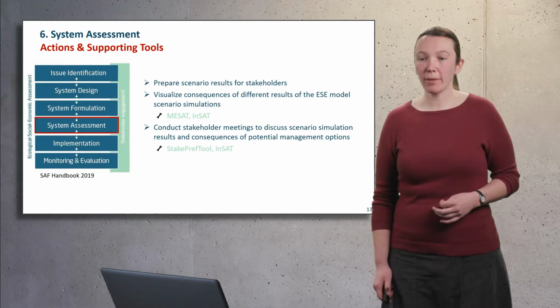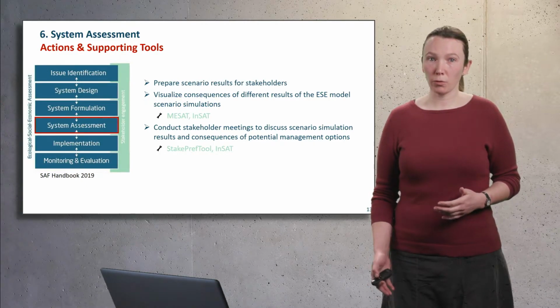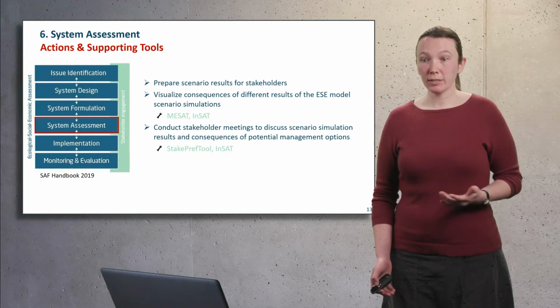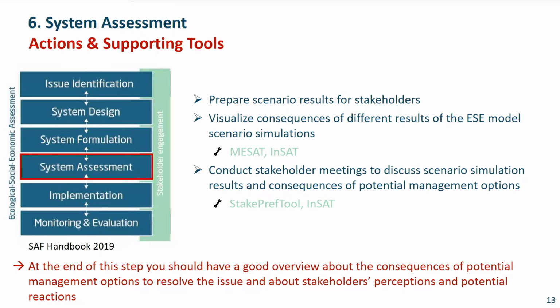The next step is then the system assessment. And in this step, you prepare the scenarios for the stakeholders, you visualize the consequences of the results, and you conduct stakeholder meetings to discuss the results and potential management options. So at the end of the step, you should have a good overview about the consequences of different measures, and also an idea about the perception of the stakeholders with respect to the different management options.